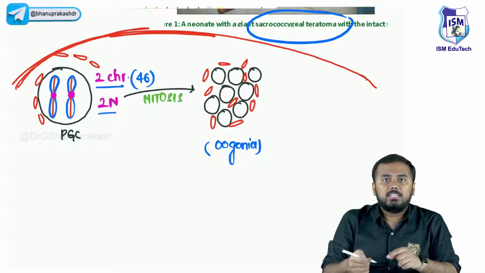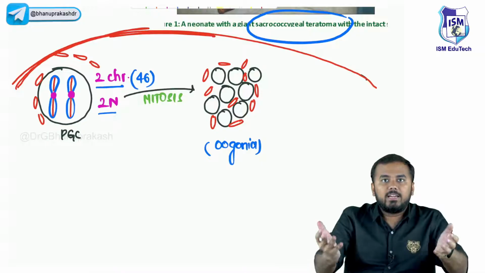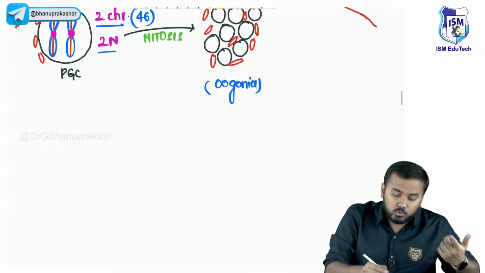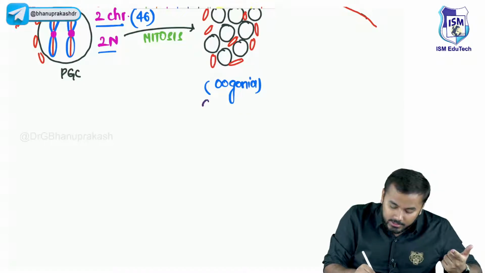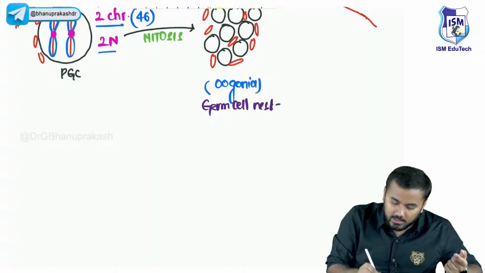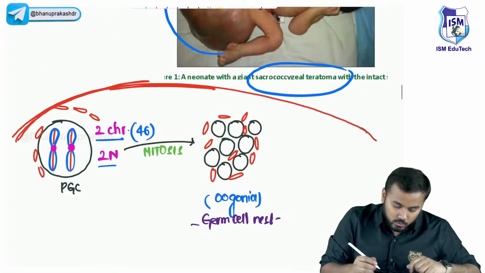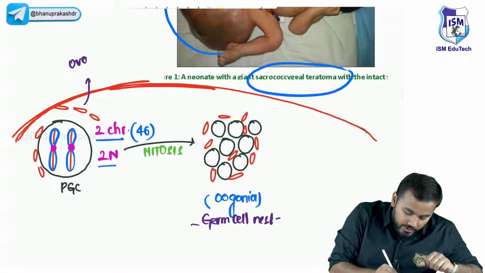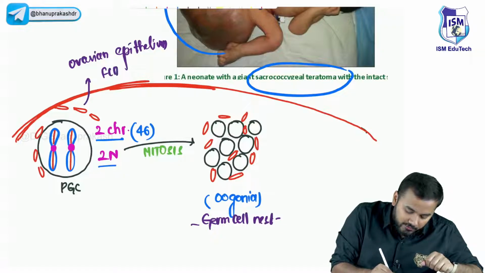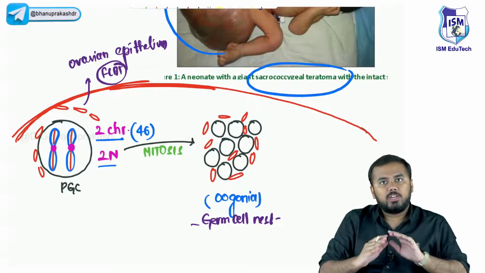Now, overall, if you see, there are eggs. Eggs are buried in a nest. Yes or no? Eggs are buried in a nest. So this is also called by another term, germ cell nest. Germ cell nest. Okay. So this epithelium is called the ovarian epithelium, which is usually flat.